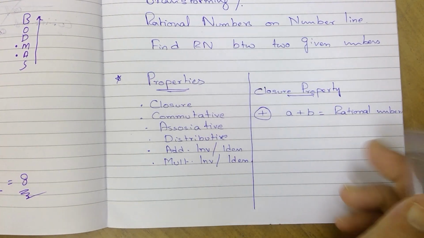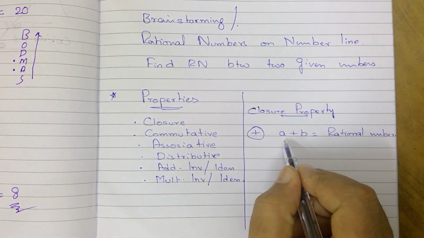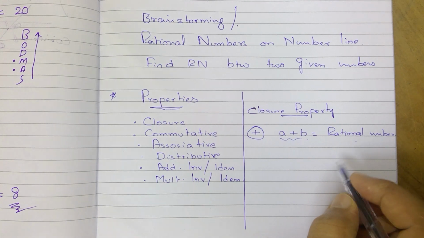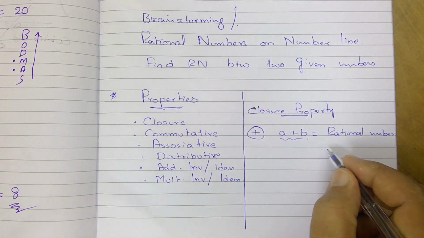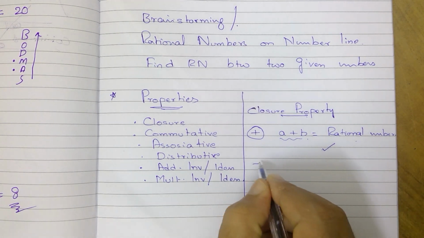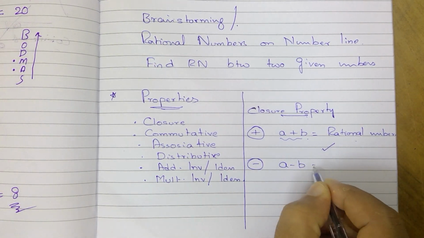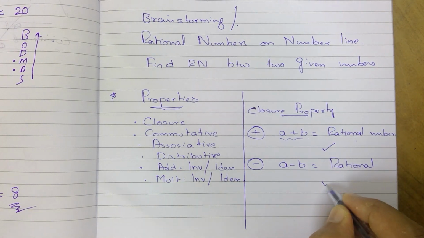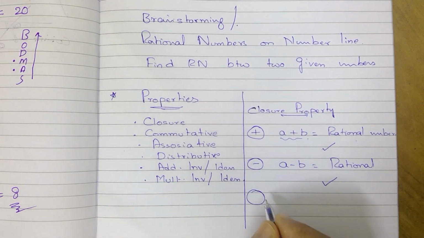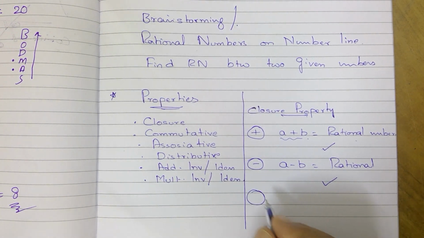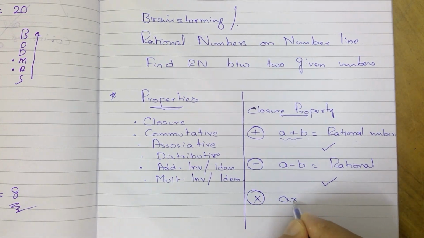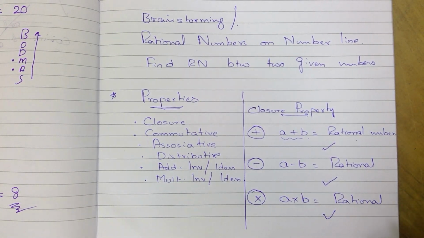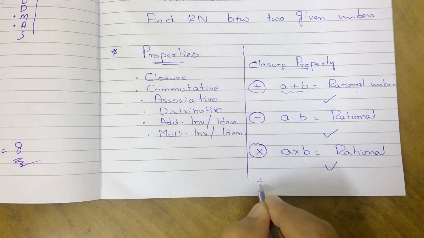So let us see, we have a plus b is equal to a rational number. That means when you add two rational numbers, the result also should be a rational number. And for addition, yes, it is satisfied. Now let us go for subtraction. When you subtract two rational numbers, the answer also should be a rational number, and here also it is satisfied. And I'll show you how it happens in examples. And multiplication, when you multiply two rational numbers, the result also should be a rational number. Here also it satisfies.